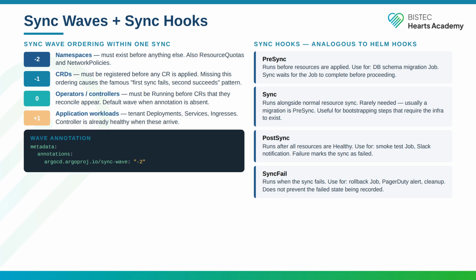Sync hooks are the other ordering mechanism, and they work at lifecycle boundaries rather than within the normal resource sync. PreSync runs before resources are applied, the correct place for database schema migrations. The sync waits for the PreSync job to succeed before applying any manifests, so a failed migration blocks the sync immediately rather than letting partially migrated state reach the cluster.